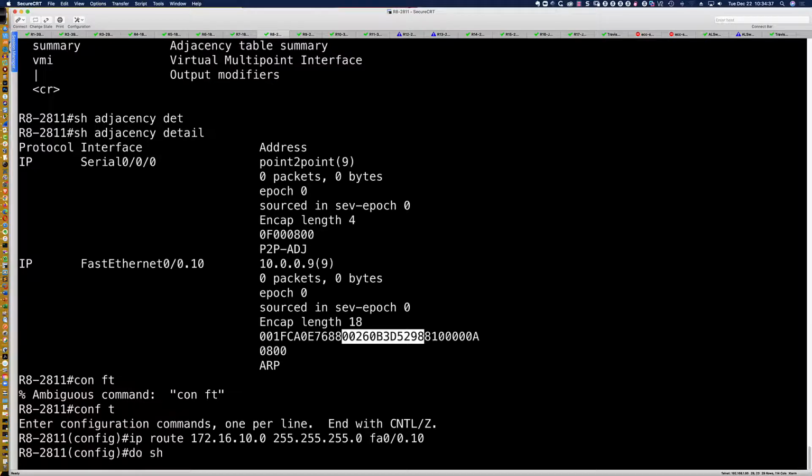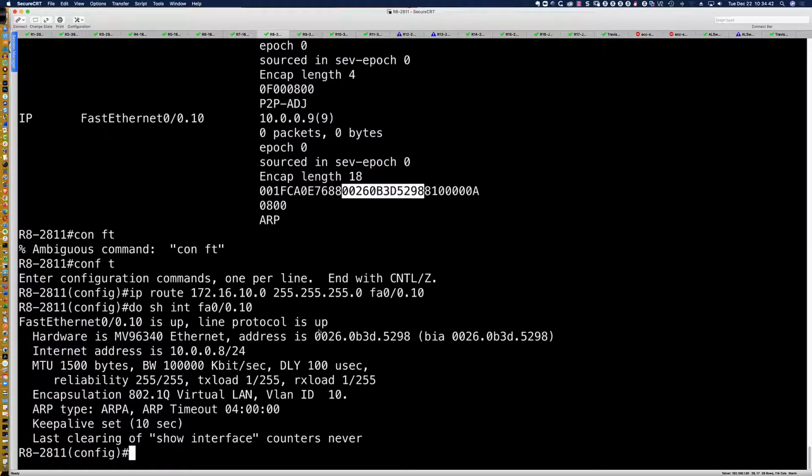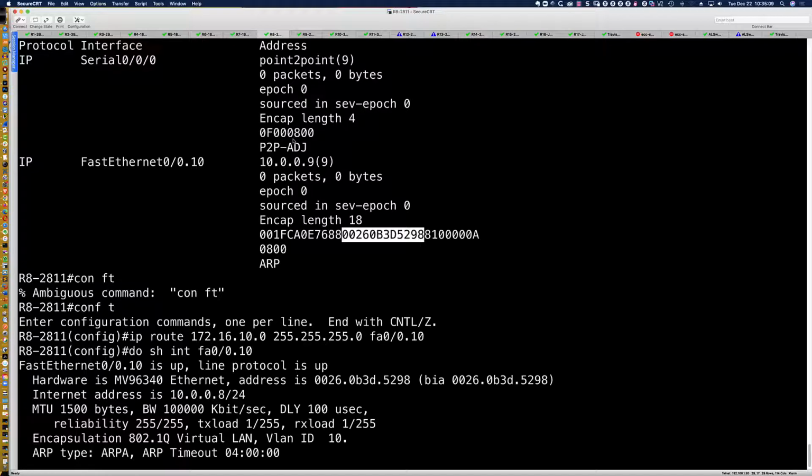And how can we check that? Do show interface FastEthernet 0/0.10. And you will see 0026, right? This is the hardware burned-in layer 2 MAC address of this interface, the BIA, burned-in address. And there it is, 0026.0bd3.5298. And so you can see that the MAC and ARP are in play on Ethernet interfaces. On serial interfaces, they are not.